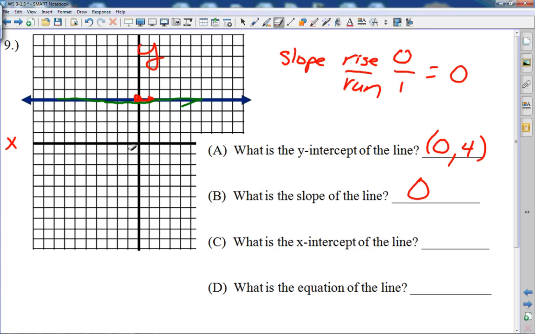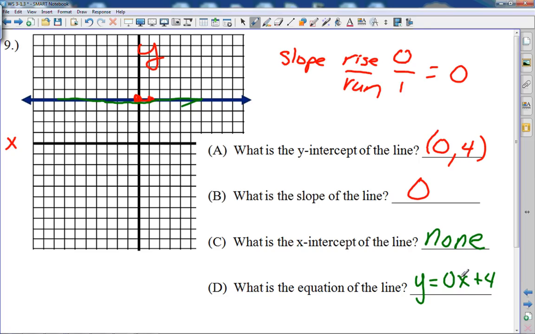Then it says, what is the x-intercept? Does it touch this x-axis right here? No, it does not. There is none. Now, what is the equation of the line? We can write this as y equals the slope, which is 0, times x, plus the y-intercept.